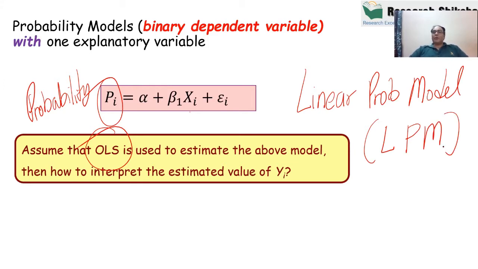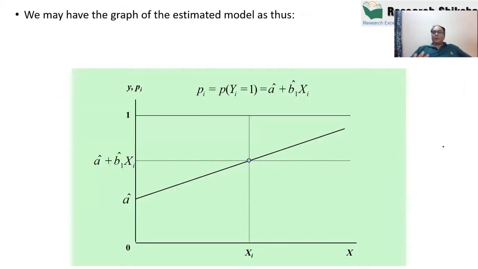So what is the linear probability model? When we run the regression with the help of OLS, keeping the probability as a dependent variable, it is called the linear probability model. And the basic property of this model is that the dependent variable always lies on a straight line. So this is the probability line. This is a regression line, but because the dependent variable is probability, we call it the probability line.